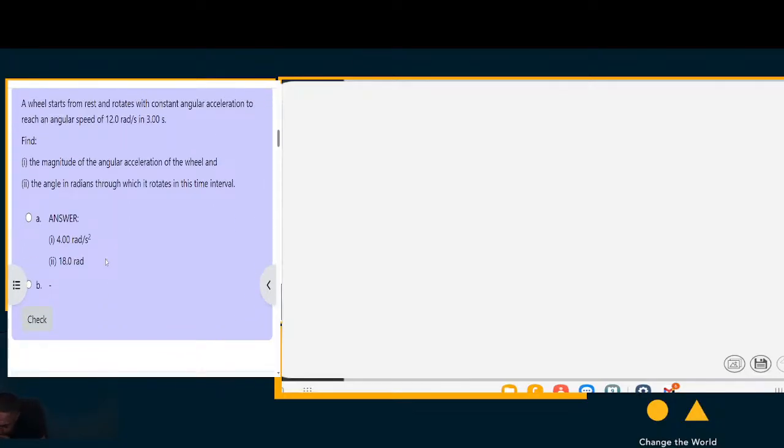Here is some rotation about a fixed axis. It says a wheel starts from rest and rotates with a constant angular acceleration to reach an angular speed of 12 radians per second in 3 seconds. Find A, the magnitude of the angular acceleration of the wheel, and B, the angle in radians through which it rotates in this interval. So we need to find the magnitude of the angular acceleration. So what is angular acceleration?